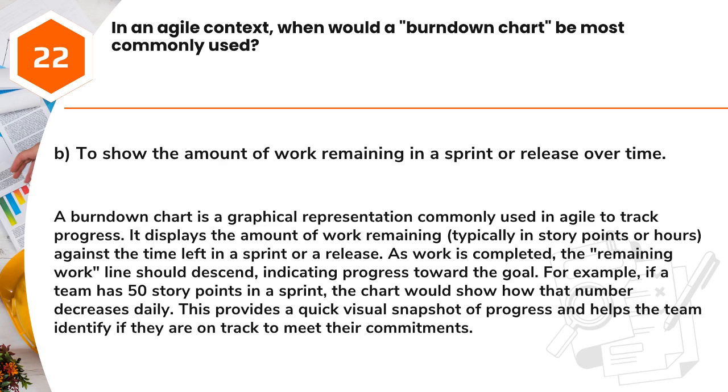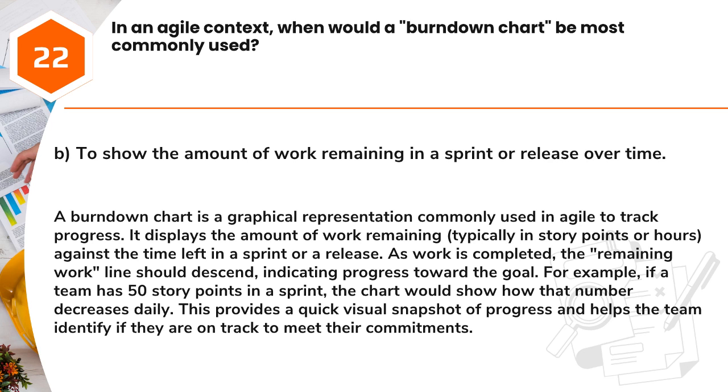Answer, B. To show the amount of work remaining in a sprint or release over time. A burn-down chart is a graphical representation commonly used in Agile to track progress. It displays the amount of work remaining, typically in story points or hours, against the time left in a sprint or a release. As work is completed, the remaining work line should descend, indicating progress toward the goal.